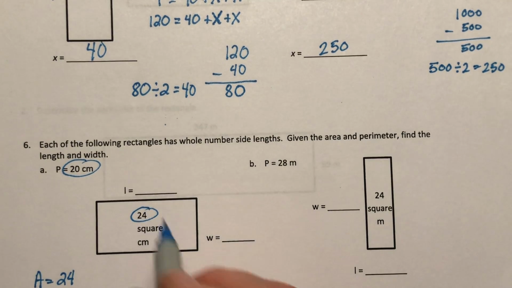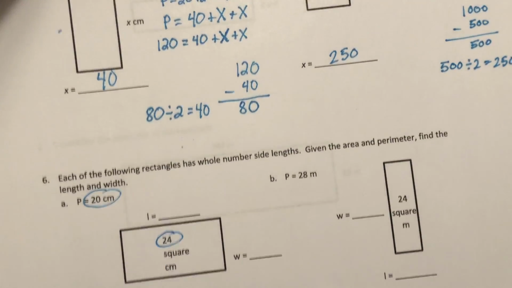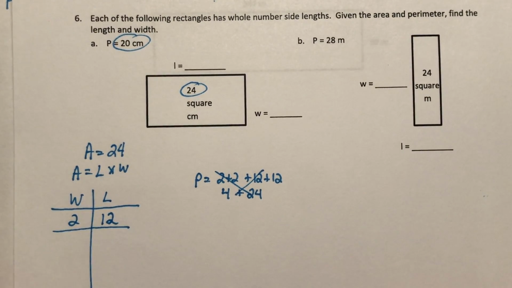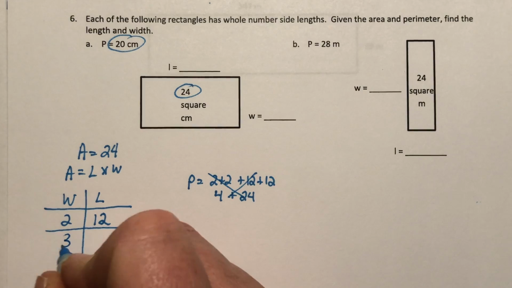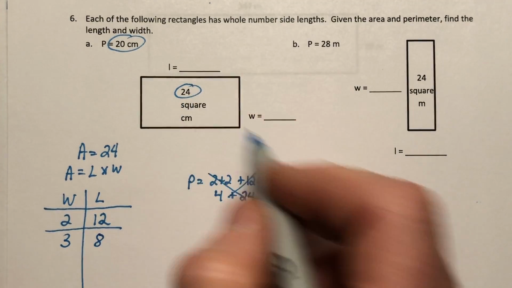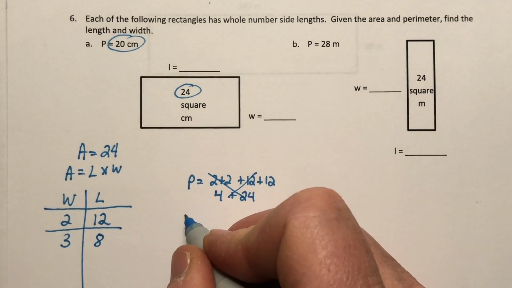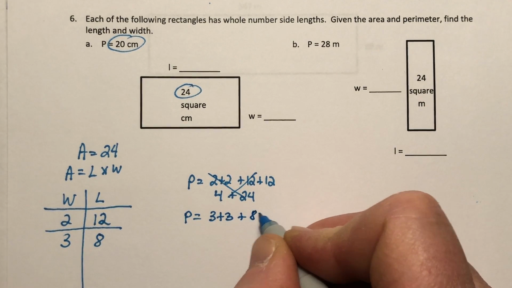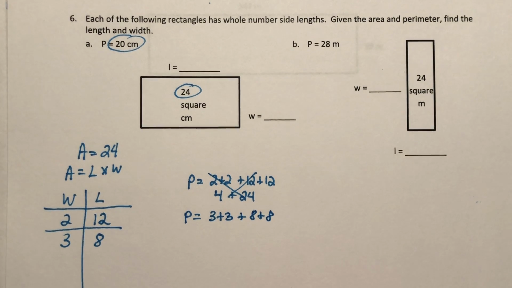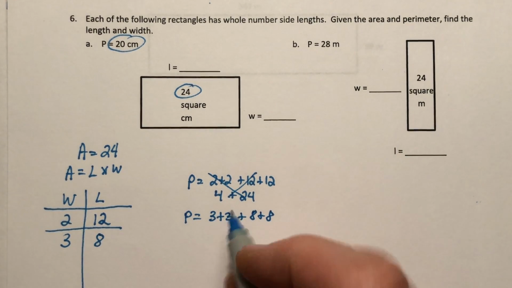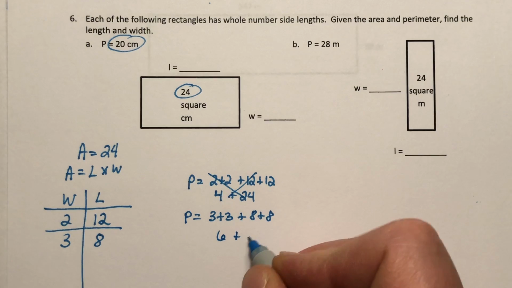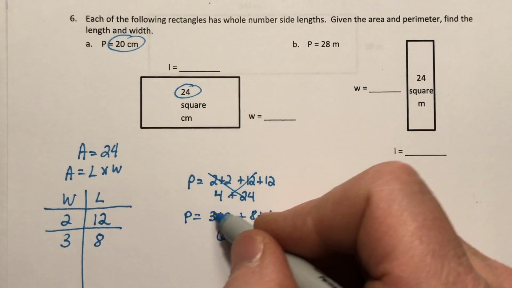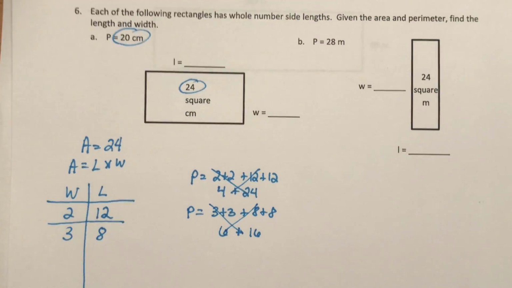What other numbers can I multiply to get 24? If you said 3 times 8, right? Let's try that. 3 times 8 gets me 24, so that could work. But let's see if the perimeter works. P equals 3 plus 3 plus 8 plus 8. 3 plus 3 is 6, plus 8 plus 8 is 16. That's 22. That's going to be higher than 20, isn't it? Yeah, that doesn't work either. That's no problem. I'm going to try the next one.